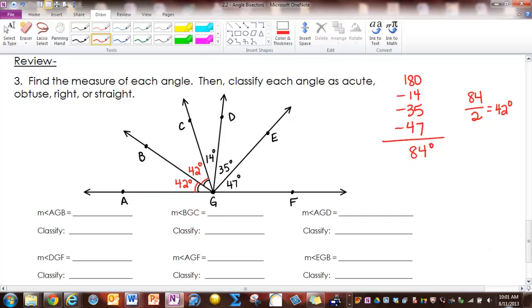So let's start with our first one. The measure of angle AGB. Now AGB is this angle, and as you can see, the measure of that angle is given as 42 degrees. Now this angle is smaller than a right angle, so it is going to be classified as acute.